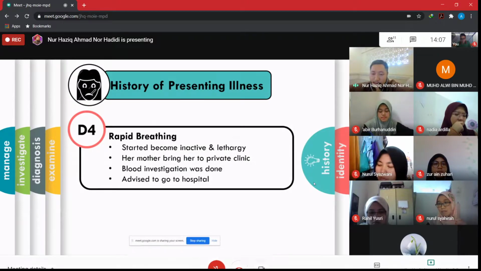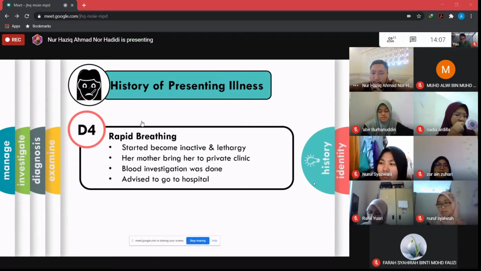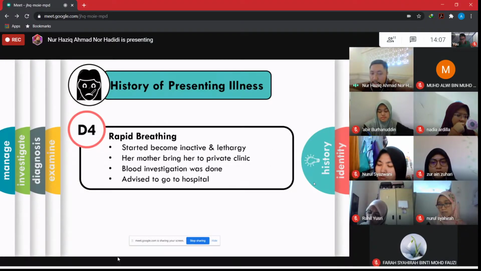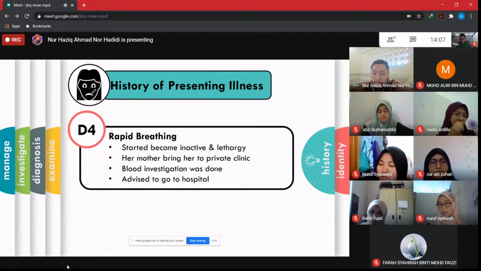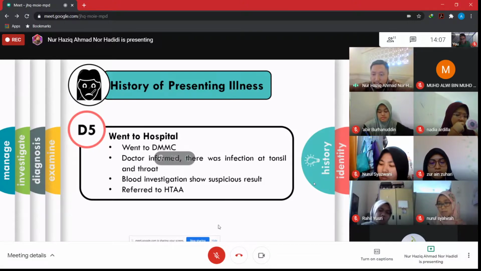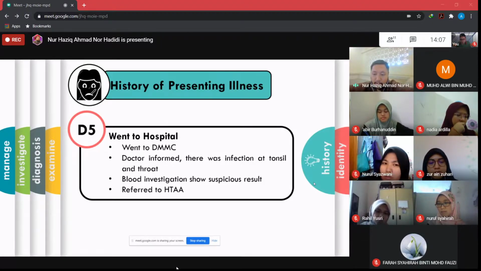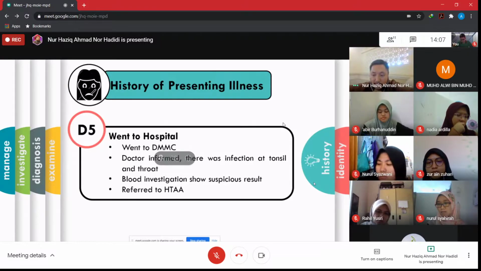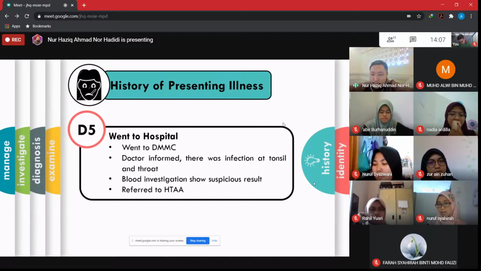she said showed low blood cell count with high white cell count. In view of this matter, the mother was advised to go to the hospital. So on day 5, which is the next day, his mother brought him to Darul Makmur Medical Center for further treatment. There, the doctor informed that his tonsil was enlarged, and her son was diagnosed with infection of the tonsil and also the throat, which I presume to be tonsillopharyngitis.